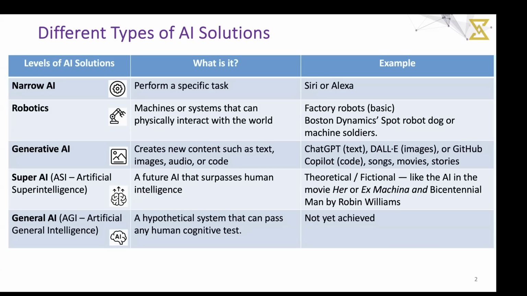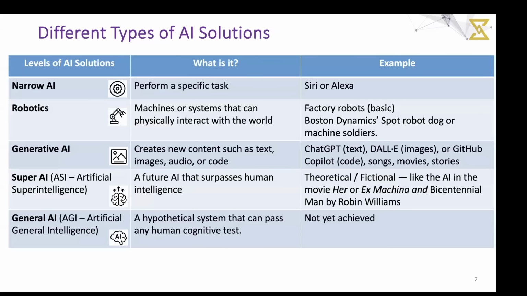Then there's generative AI, which is the session today. Generative AI is the type of AI solution that creates new content for us, such as text, images, videos, audio, and computer code. We have heard about ChatGPT and Microsoft Copilot. Then there's super AI, or what we call artificial superintelligence, a future AI that surpasses human intelligence. Today it's really theoretical and fictional, like the AI voice in the movie Her, or my favorite, The Bicentennial Man, by the late Robin Williams.